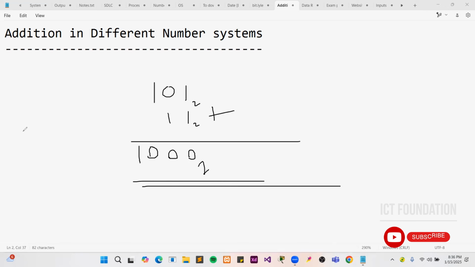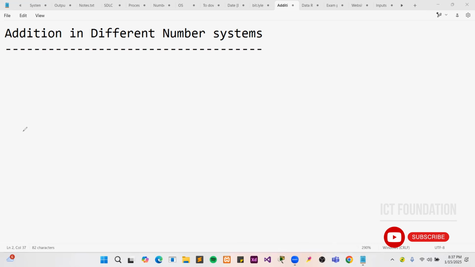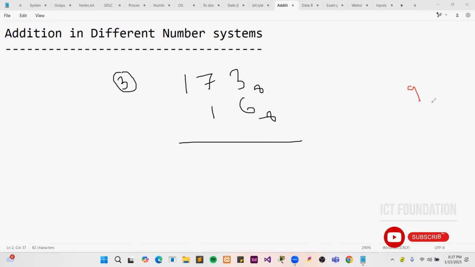So if you are worrying about the octal addition, that's very simple. We can calculate the octal numbers with the base of 8. So I'm writing a third example here. 173 and 16. So these are numbers in octal. So once you are adding 3 plus 6, in decimal that's 9, right? But 9 you can't write here, because in base 8, only digits 0 to 7 can be represented. So 6 plus 3 is equal to 9. So 9 will be divided by 8.